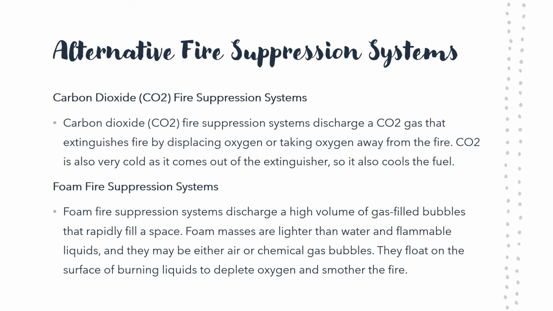The carbon dioxide fire suppression system discharges a carbon dioxide gas that extinguishes fire by displacing oxygen, or taking oxygen away from the fire. Carbon dioxide is also very cold as it comes out of the extinguisher, so it also cools the fuel. The foam fire suppression system discharges a high volume of gas-filled bubbles that rapidly fill a space. Foam masses are lighter than water in flammable liquids, and they may be either air or chemical gas bubbles. They float on the surface of burning liquids to deplete oxygen and smother the fire.